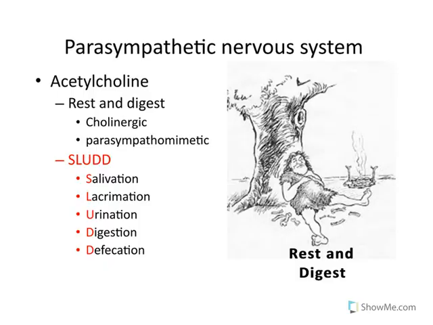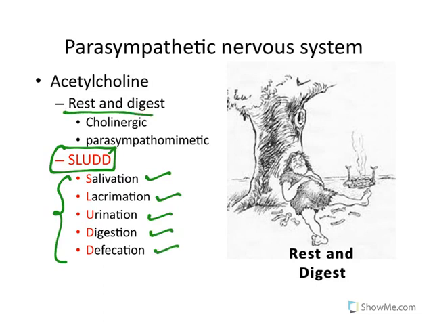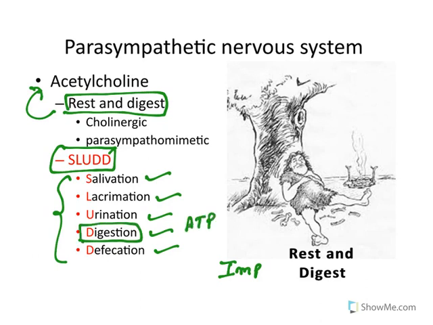When you put all of them together, this is what happens. So this is a mnemonic. Keep this in your mind. SLUDD means activation of the parasympathetic system causes salivation, lacrimation, urination, digestion and defecation. So the system is also known as rest and digest. That means all the things that happen when you are at rest, when you are digesting food, happen because of acetylcholine release. Now understand this system is very important for human survival. The reason is digestion. With digestion we get ATP.